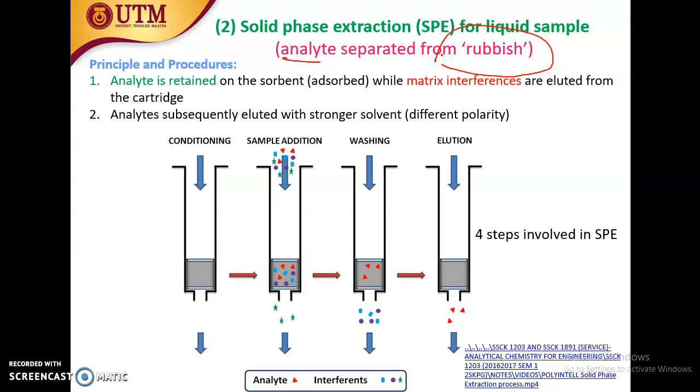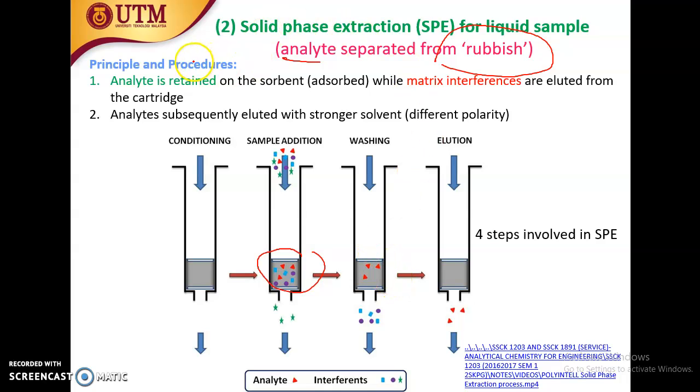Imagine a filtration system for your drinking water. It is the same. However, in a water filtration system, the one that is not wanted, i.e. the rubbish, will be retained inside your sorbent cartridge, and the one that you want is the one that goes out from the water dispenser. In SPE, it is the other way around. The one that you want, we retain on the cartridge. Then you can do several washing steps to discard the matrix, and then you will get a very good concentrated analyte.